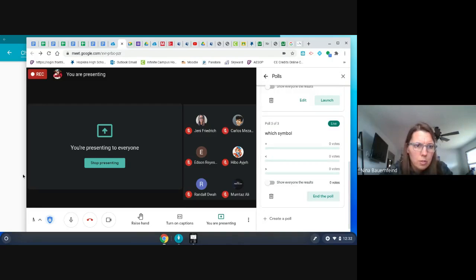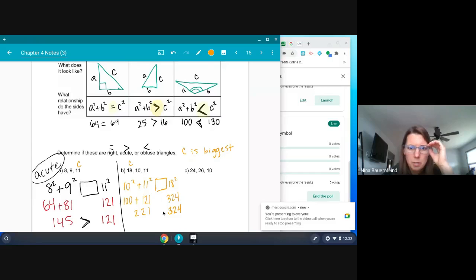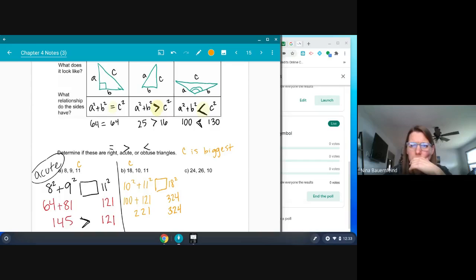Okay, vote on this one. Which symbol are we going to put in between these two? Which symbol will we put between those two? It's in the upper right corner. Got 2 votes, 3 votes.